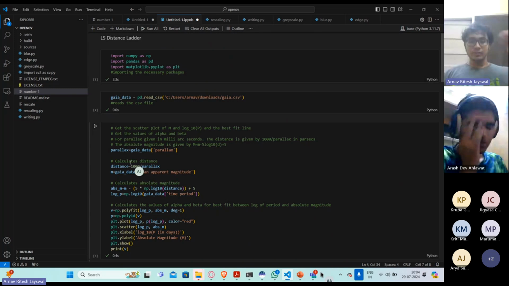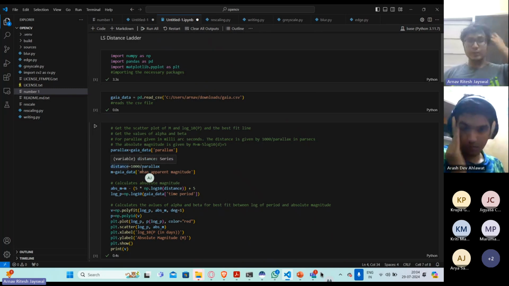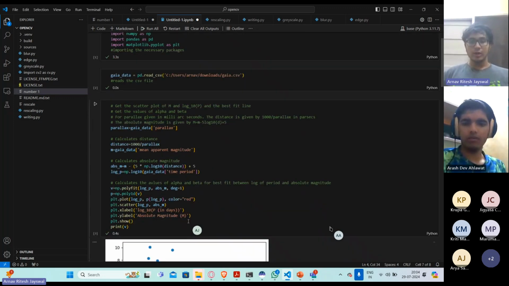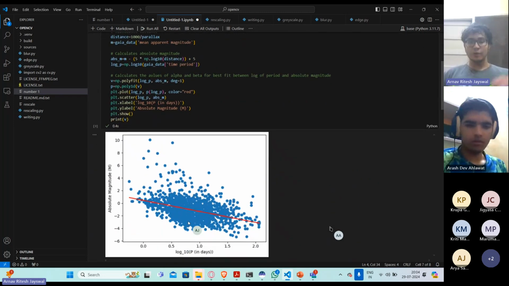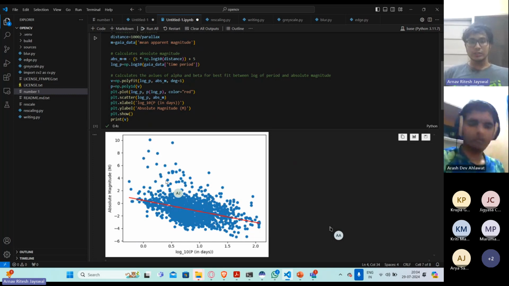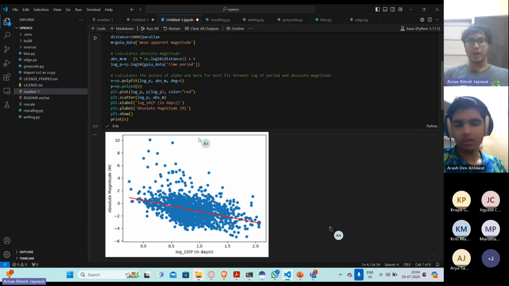I've just found out the distance, which is 1,000 by parallax, and the small m, which is given by the Gaia data. I've just put it in the equation, and then made a scatter graph with the x-axis as log base 10 of the period and the y-axis as the absolute magnitude. As you can see, the scattered data is pretty concentrated, but there are some outliers obviously. Then you have to make a best fitting line. The code does it all for you.